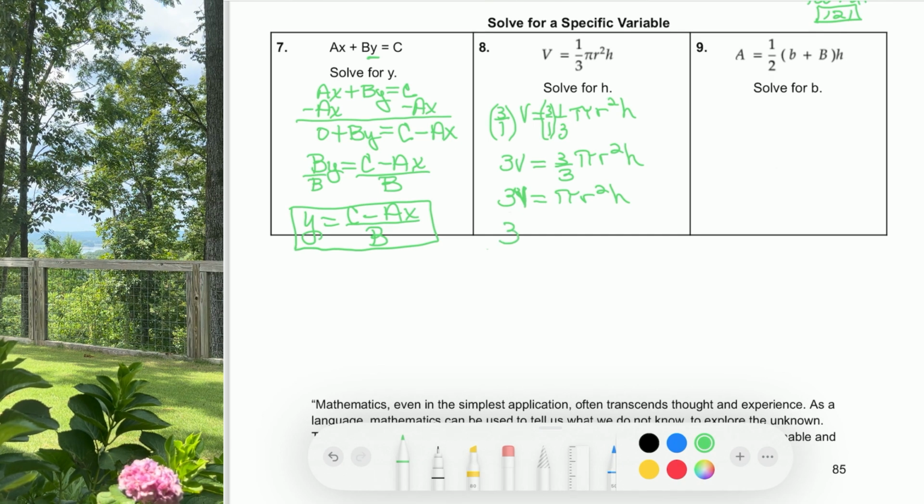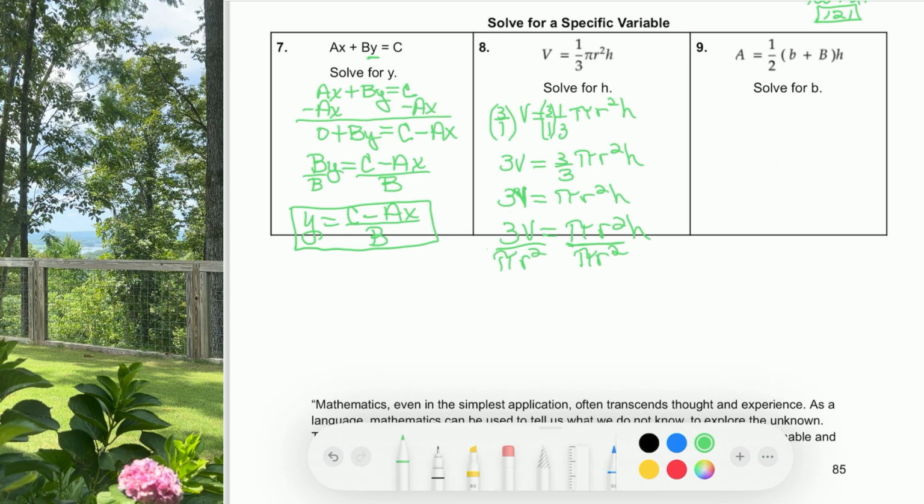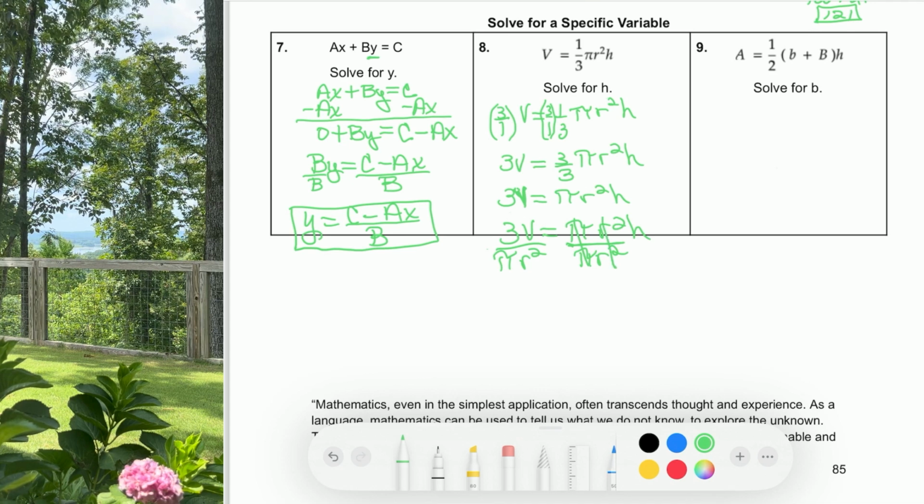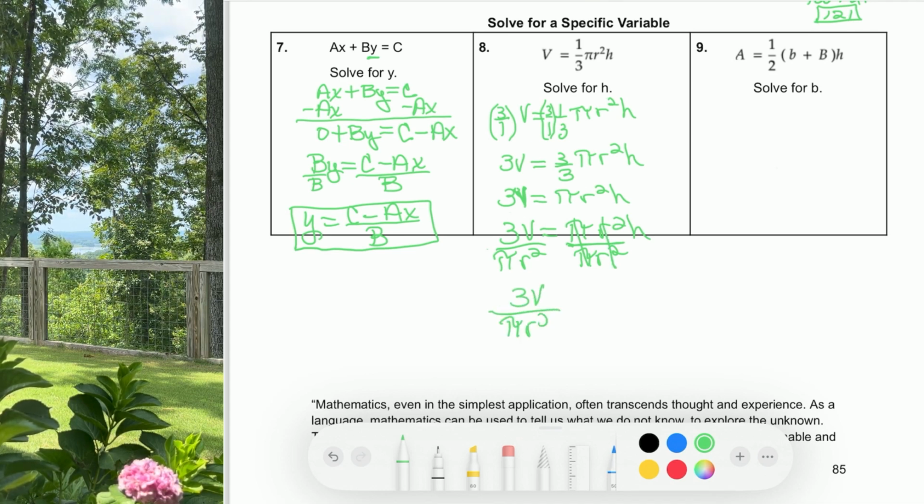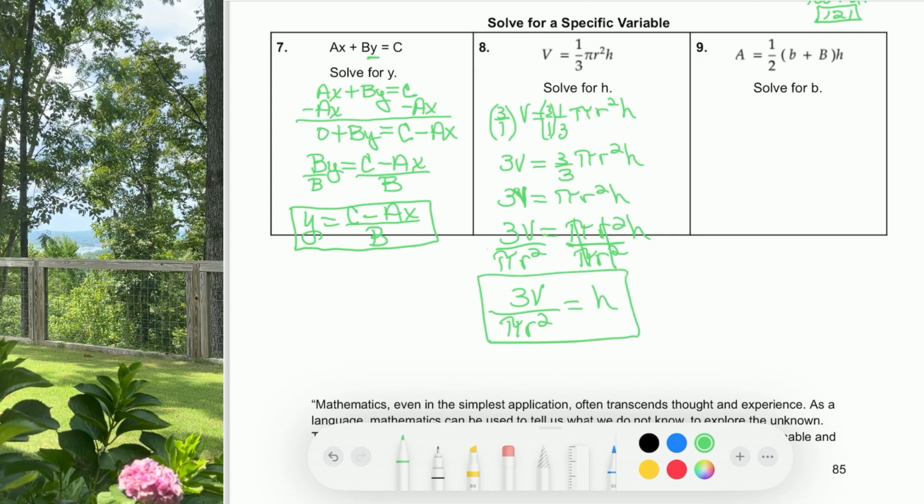So I'm going to rewrite this just so you can see the step individually. We're going to divide both sides by pi r squared. The reason I can go ahead and divide by both of them is because they're being multiplied against each other. So they're going to cancel each other out, and I end up with 3v over pi r squared equals h. And we have finished isolating h.